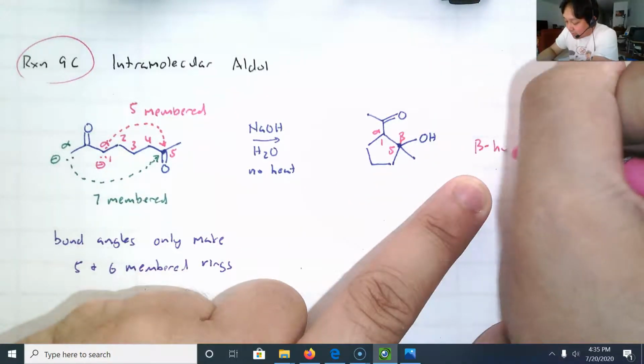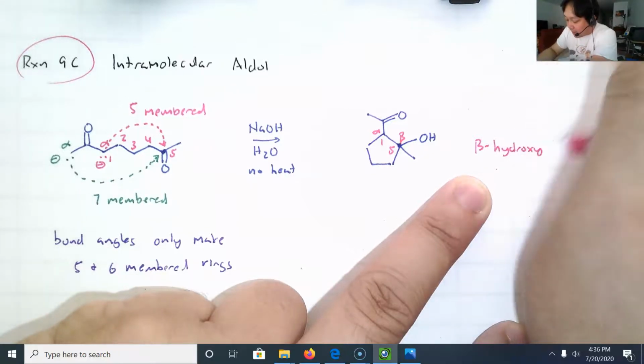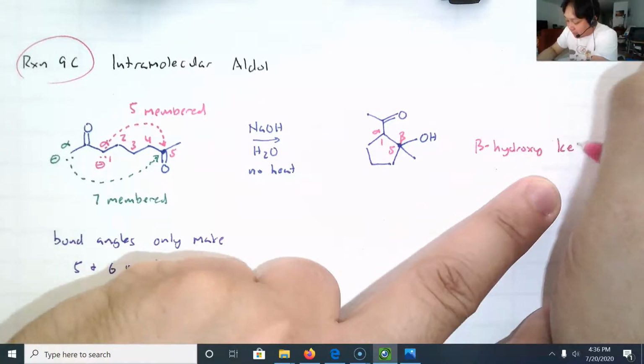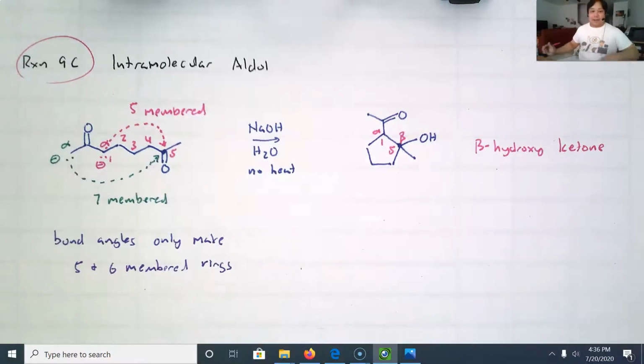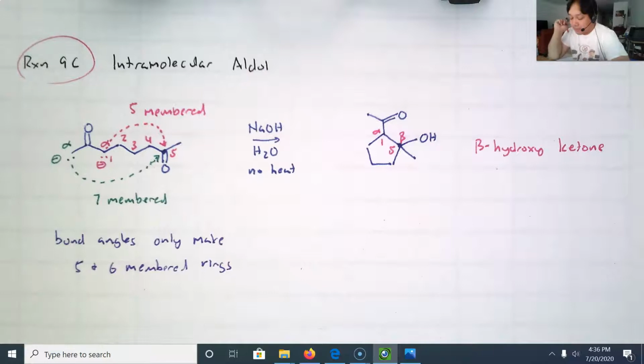Good. That's what you expect when you make an aldol product: either the beta hydroxy ketone or the beta hydroxy aldehyde. Okay.